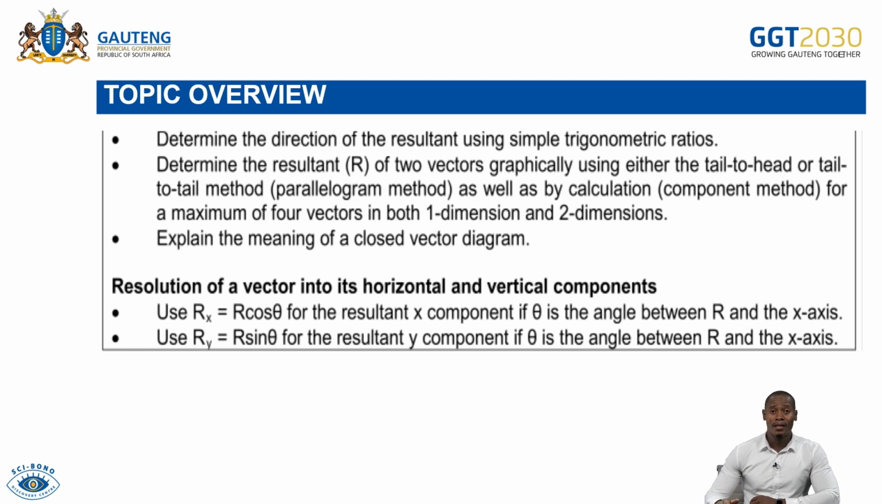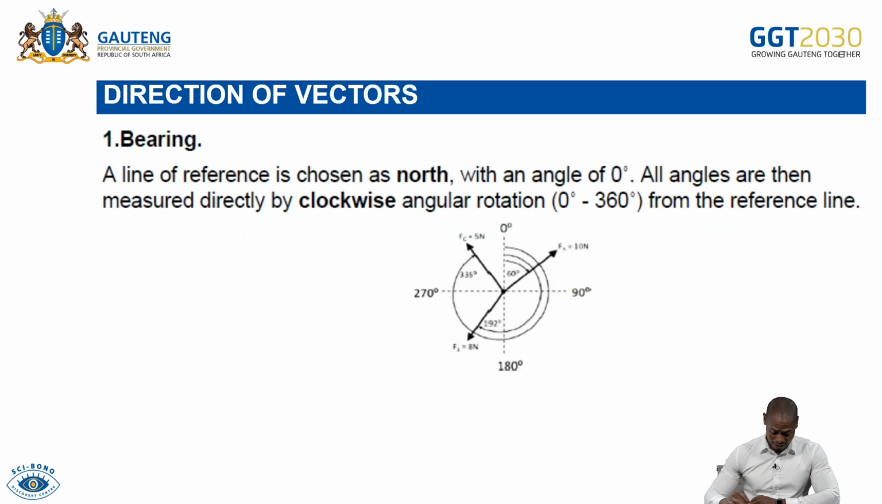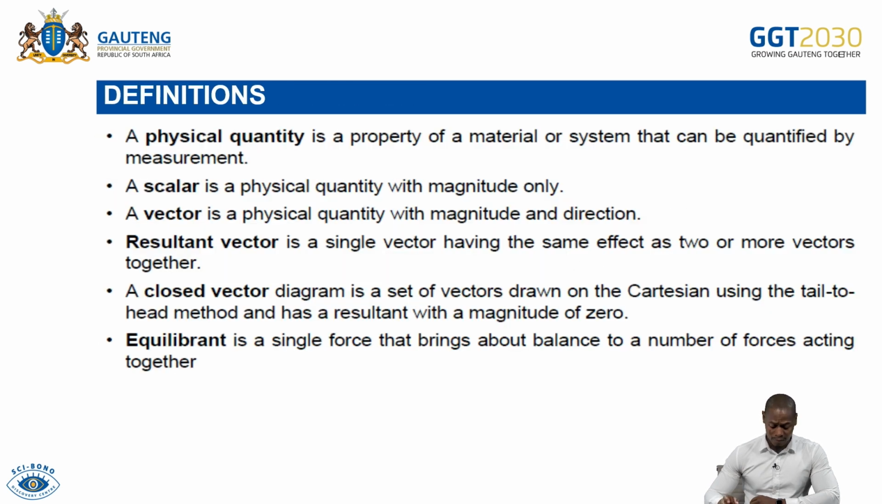in vectors in 2D. So you did vectors in grade 10, right? By now, I believe, you know the difference between a vector and a scalar, right? But just to remind you of what you did last year, what is important here is these terms. You should know what a physical quantity, a scalar, a vector, a resultant vector, a closed vector diagram, and also equilibrium are, right? For you to be able to understand what we are going to do under this topic, all right?